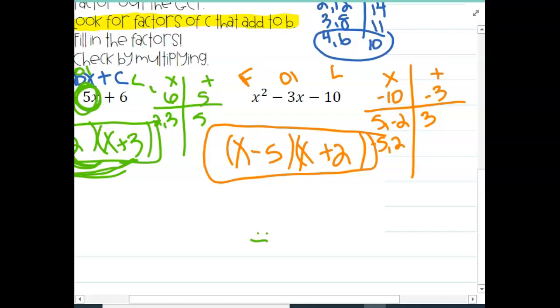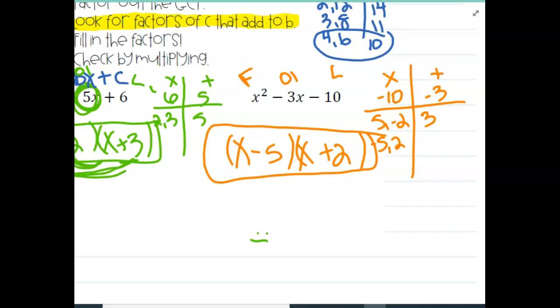Once again, you don't have to actually FOIL it out and check every answer, but they're really easy to check. x times x is x squared. 2x, negative 5x, negative 3x. Negative 5 times 2 is negative 10. That's your answer right there.